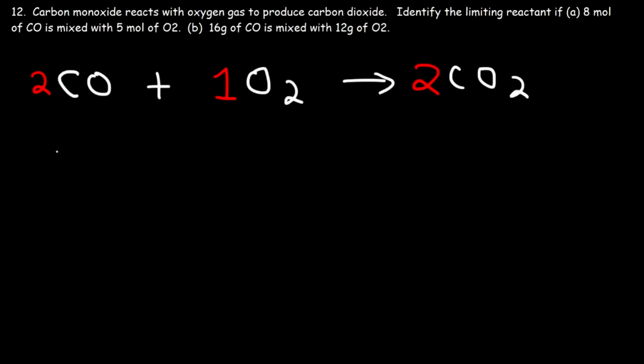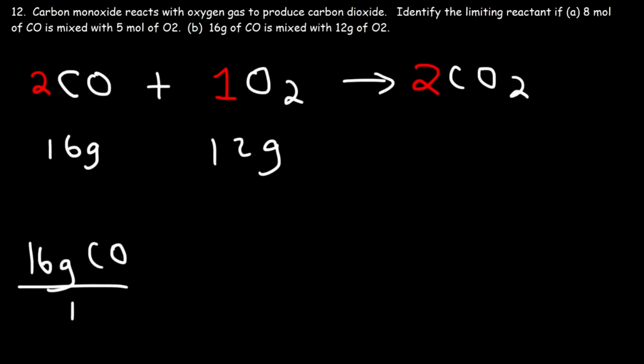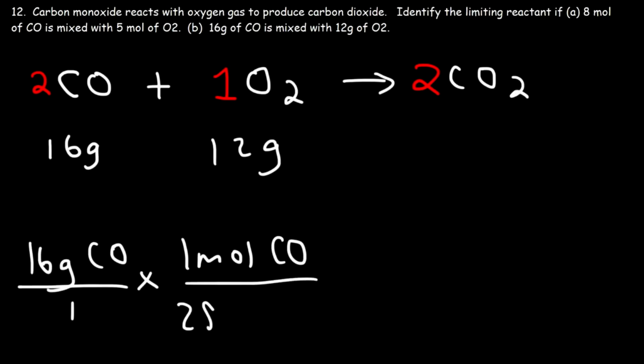So this time, we're going to have 16 grams of carbon monoxide and 12 grams of oxygen gas. So if we're given the grams of each reactant, how can we identify the limiting reactant? The best thing to do is to calculate the moles of each respective reactant. So let's start with 16 grams of CO. Now the molar mass of carbon monoxide is going to be 12.01 plus 16, which is 28.01.